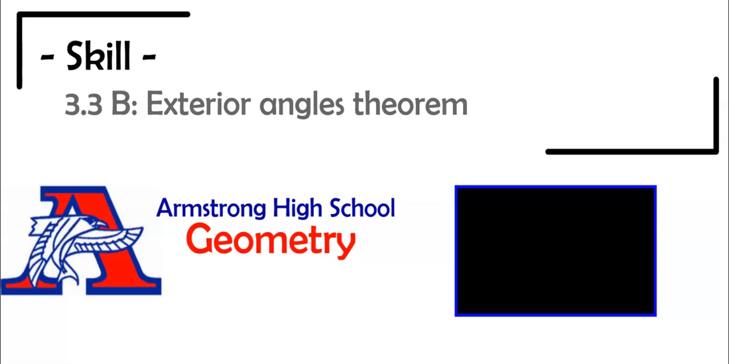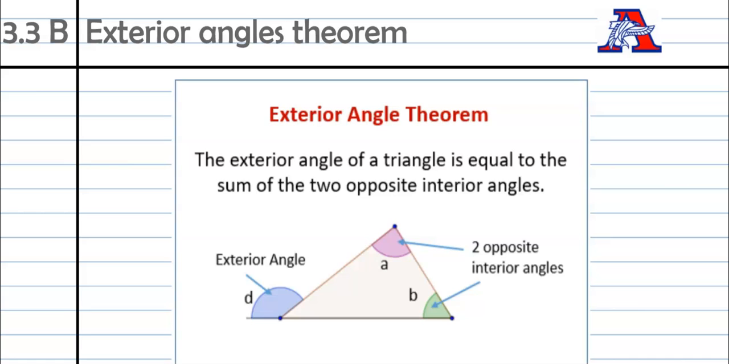Guys, this is 3.3b. This is the exterior angles theorem. So this diagram right here I think is really helpful. I think it does a really good job explaining what the exterior angles theorem is. So definitely get this in your notes. What it says is that the exterior angle of a triangle is equal to the sum of the two opposite interior angles. And I think the diagram does a better job than the words there. So you can see what they're talking about with that exterior angle.